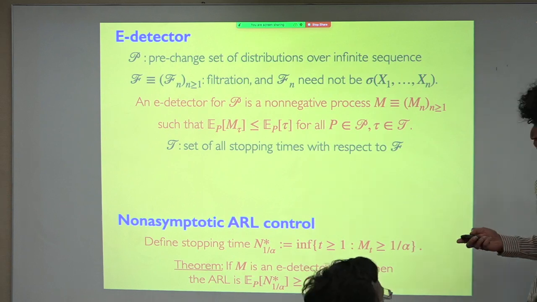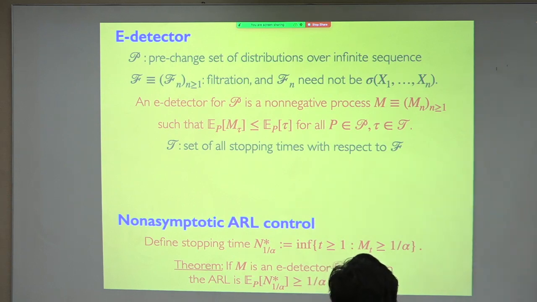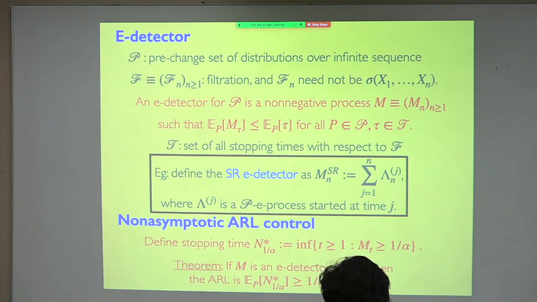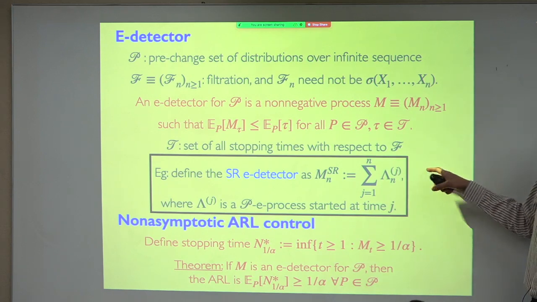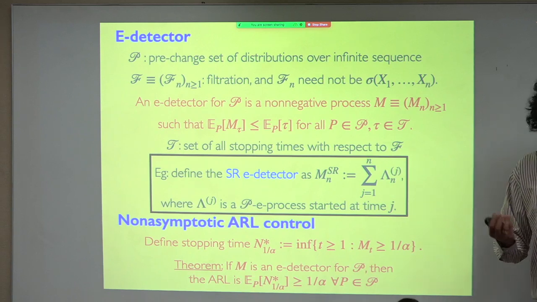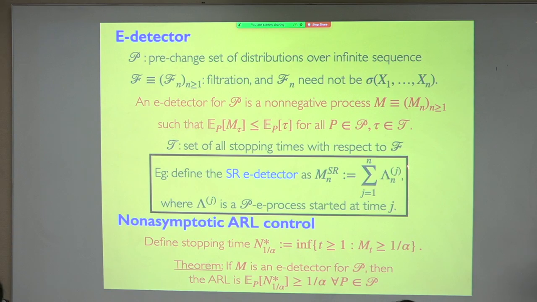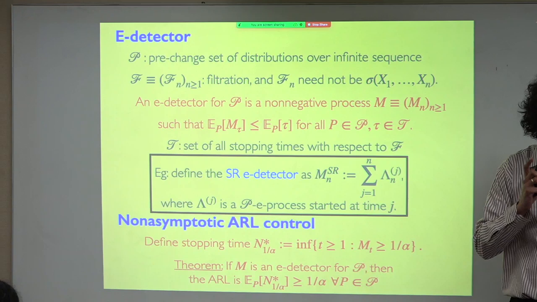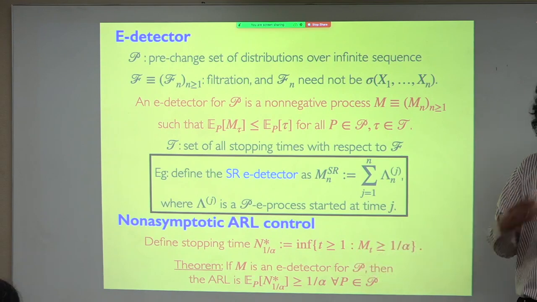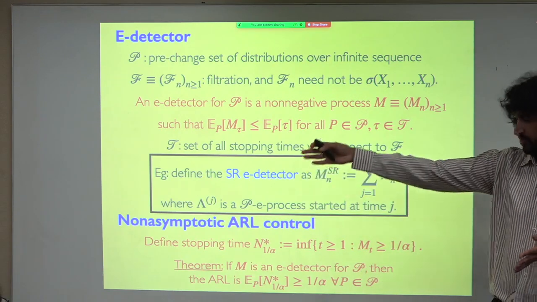Okay. So the question is, how do you construct an e-detector? And the answer is actually very simple. I'm only going to talk about this one. We have a CUSUM one in the paper, but I think this is the right one to focus on now. So we define the SR. SR stands for Shiryaev-Roberts if you're in the literature, but otherwise just think of it as a short form. So it's an SR e-detector. It's the sum of e-processes started at times j. Essentially, at each time j, I'm going to start off a new e-process. Instead of starting a new sequential test like what Lorden did, I'm going to start a new e-process.